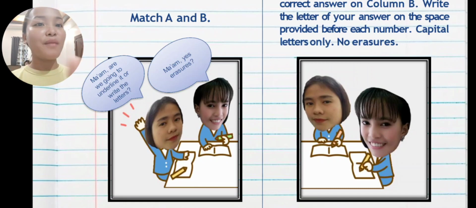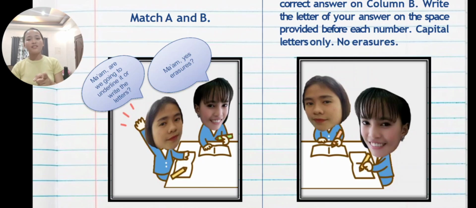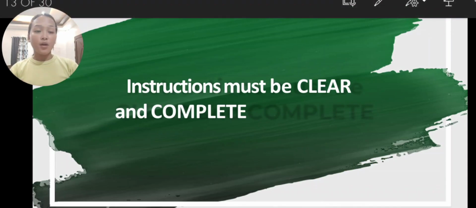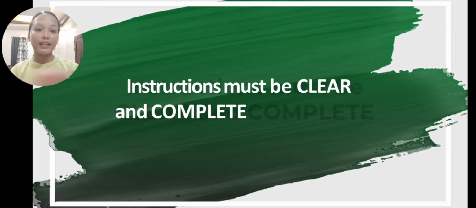So here we also have the match A and B. Like here we have, Mom, are we going to underline it or write the letters? Mom, yes, erasures. So this actually is an example of not clear instructions, or the students did not actually comprehend what are or what is the right instructions that are bestowed by their teachers. So this actually lead to chaos. So yeah, as what I have said, instruction must be clear and complete.